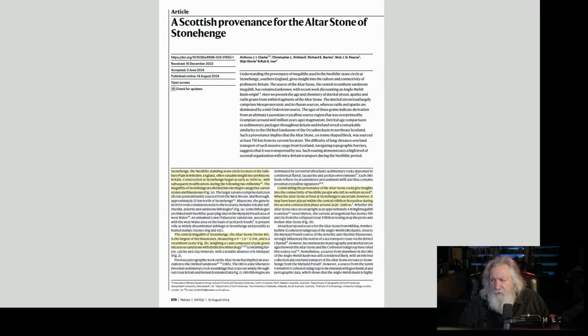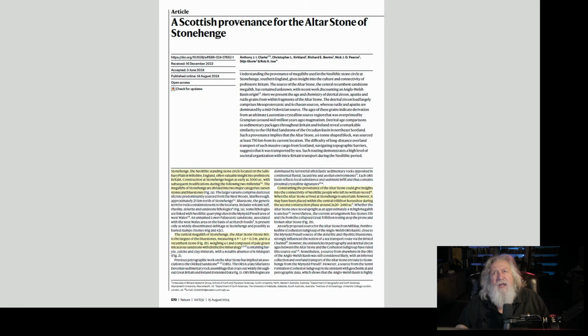Scottish provenance, right? So the article opens by saying Stonehenge, the Neolithic standing stone circle located on the Salisbury Plain in Wiltshire, England, offers valuable insight into prehistoric Britain. Construction at Stonehenge began as early as 3000 BC, that's 5,000 years ago, with subsequent modifications during the following 2 millennia. Okay? The megaliths of Stonehenge are divided into 2 major categories: sarsen stones and blue stones. The larger sarsens comprise duracrust silcrete, predominantly sourced from the West Woods, Marlborough, approximately 25 kilometers.